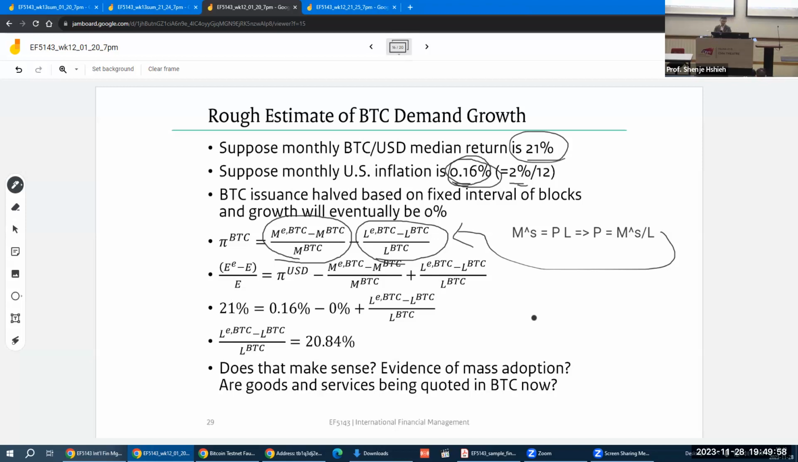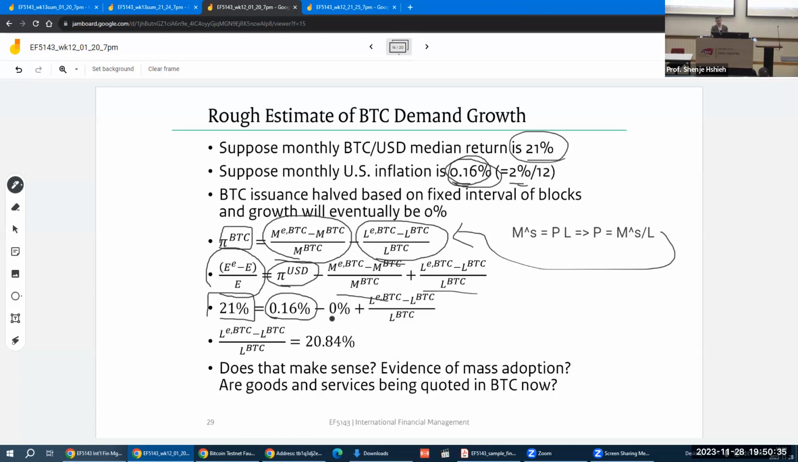Okay. So for the long-term condition, we can substitute the inflation of BTC, breaking it down into change in money supply and change in money demand. That's these two components, plus USD inflation, which we substitute with 0.16%. We know the monthly return of Bitcoin over the last 10 years. 10 years, I think, is sufficient to say the long term, right? It's 21%, which is crazy.